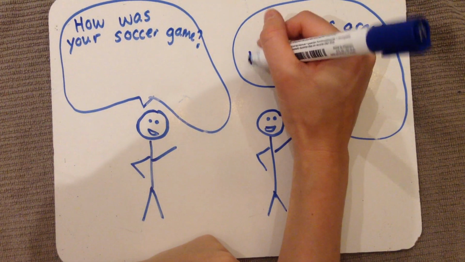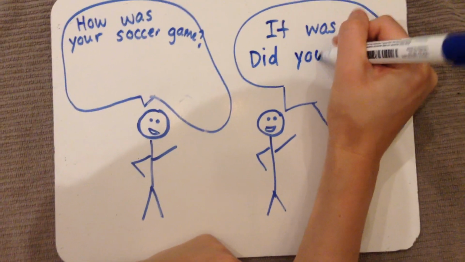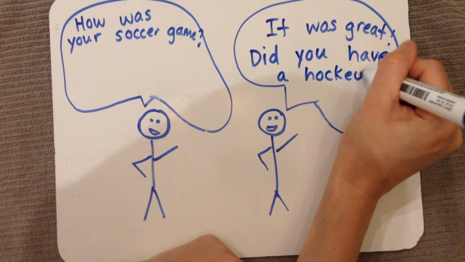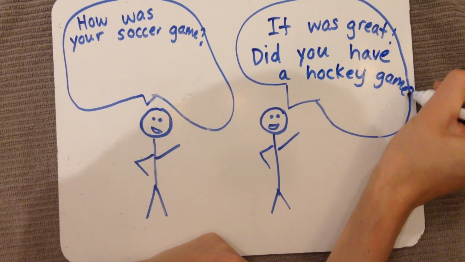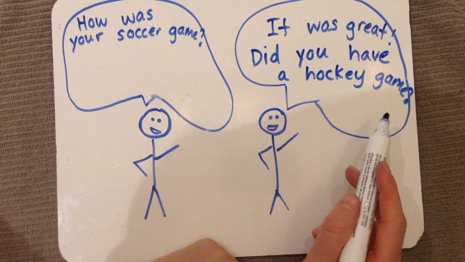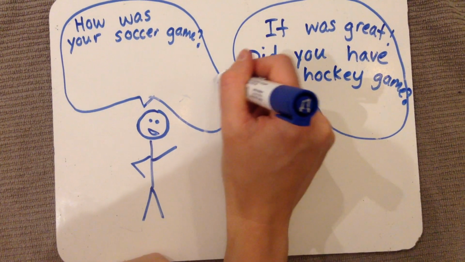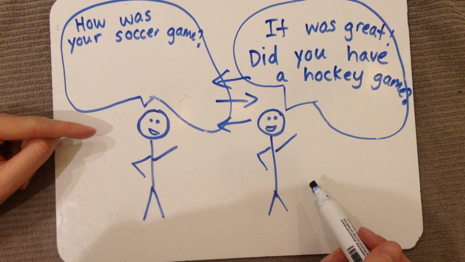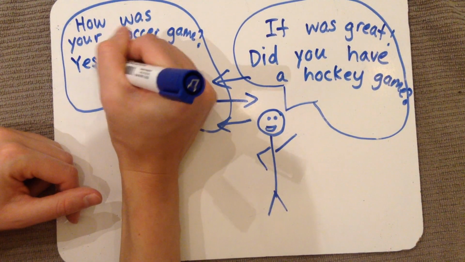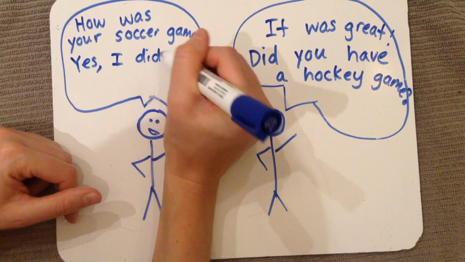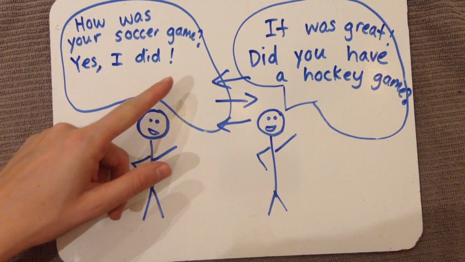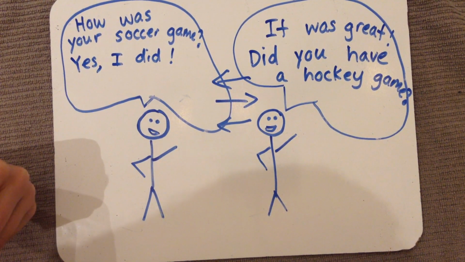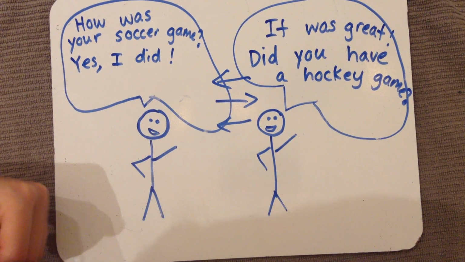Now Bill says, did you have a hockey game? There's a question mark at the end of that one. He's asking something back. The arrows just keep going back and forth, back and forth, back and forth. Now Bob gets the chance to respond. Yes, I did! He's so excited, he's using exclamation marks. His voice is full of energy and enthusiasm. Bob's feeling so great about himself that he asks another question back.